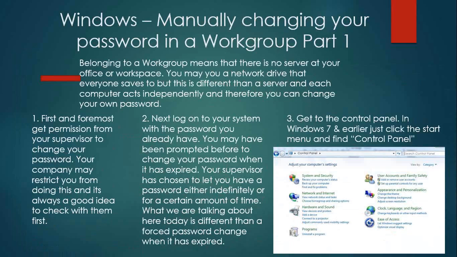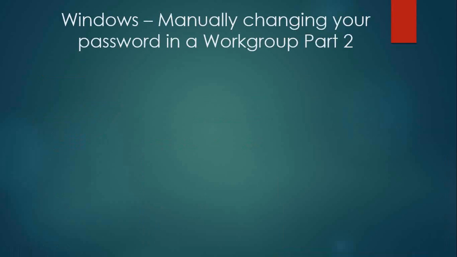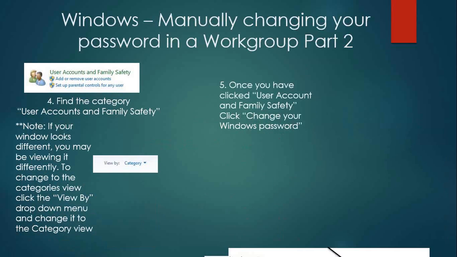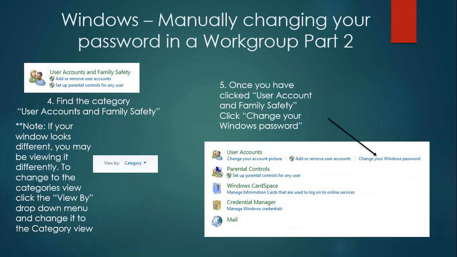Get to the control panel. In Windows 7 and earlier, just click the Start menu and find Control Panel. This picture here is what the control panel will look like once you've gotten to it. For those using Windows 8, you may need to go to the Charms menu, go to the search function, and type in Control Panel, and go from there.